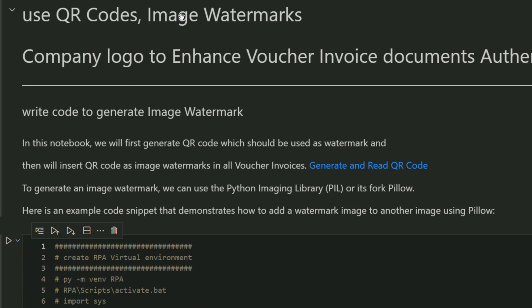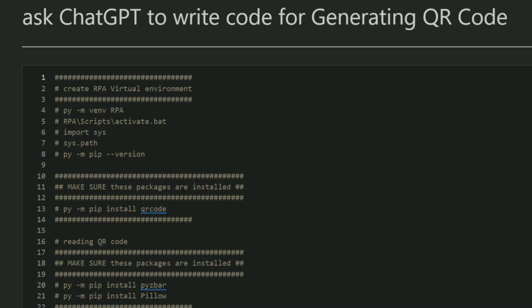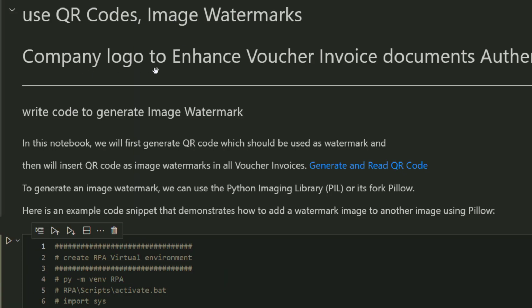We'll write a script in different parts. First, we are going to generate the code, which takes a text string and generates the QR code. We are also going to write the functions which read those QR codes from the images. And then we are going to take those images and generate the image watermarks.